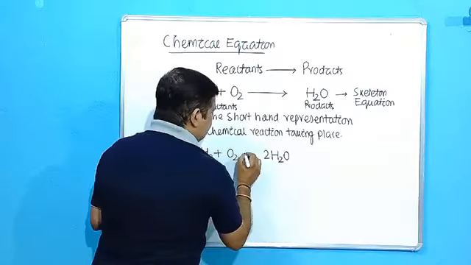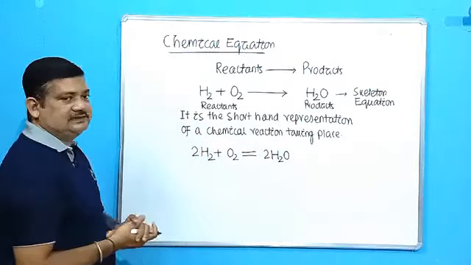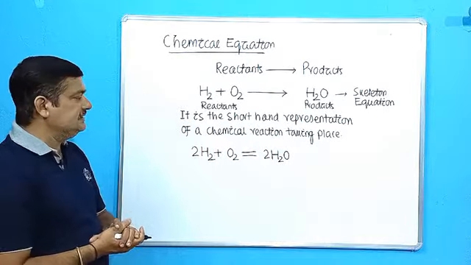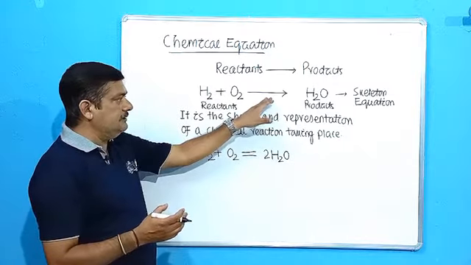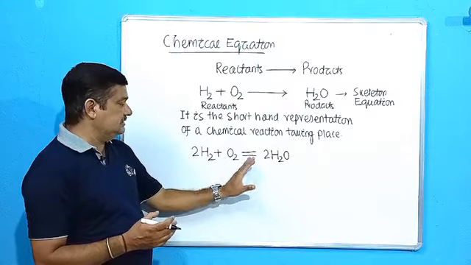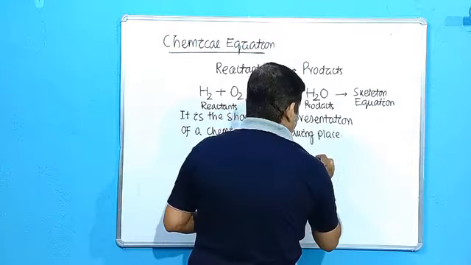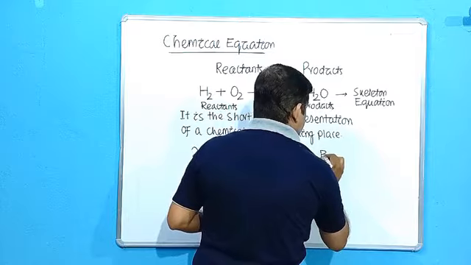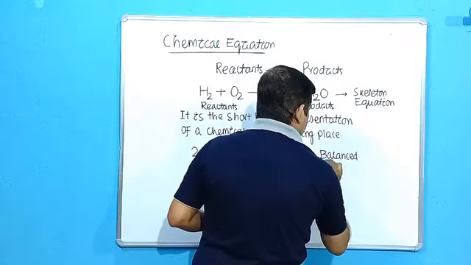So when the chemical reaction is balanced, what will we do? Now we will place an equal sign. So equal sign means this chemical equation is a balanced chemical equation. So normally instead of an arrow, for a balanced chemical equation we use this symbol, that is equal to. So this means it is a balanced chemical equation.